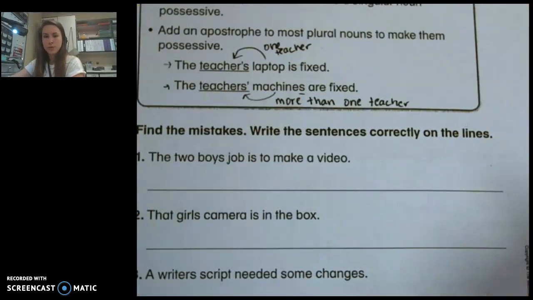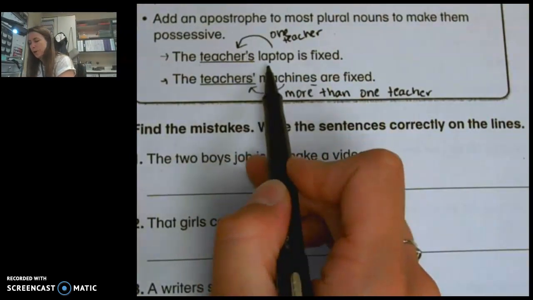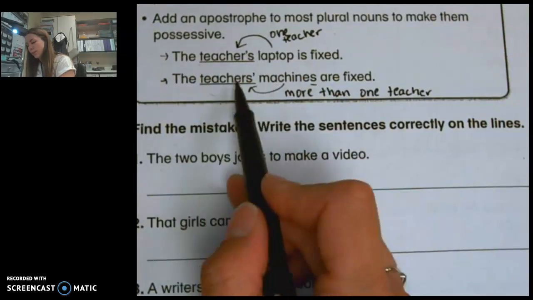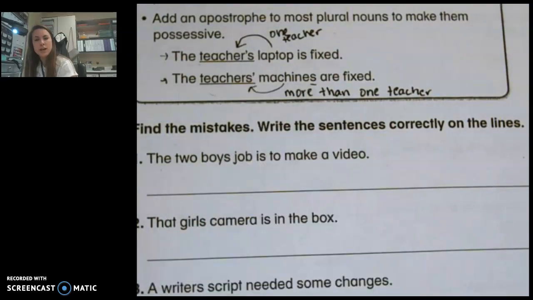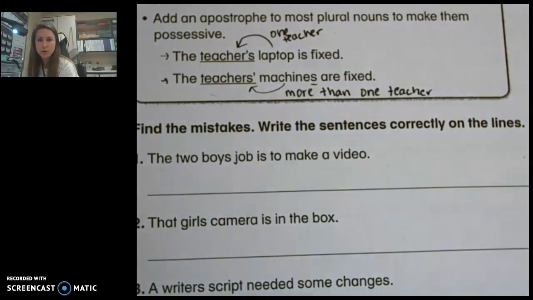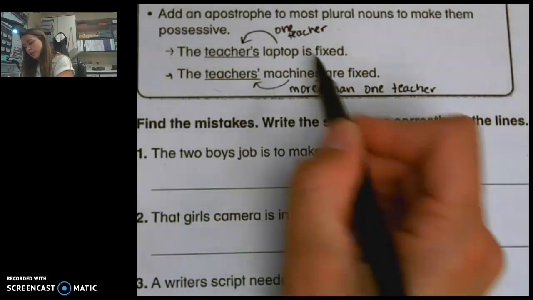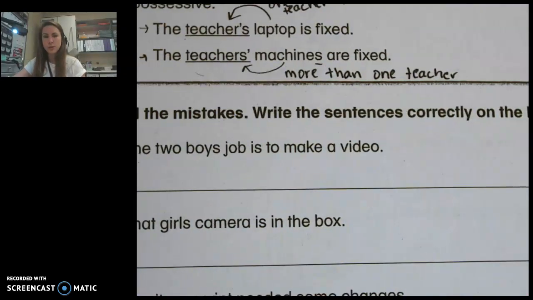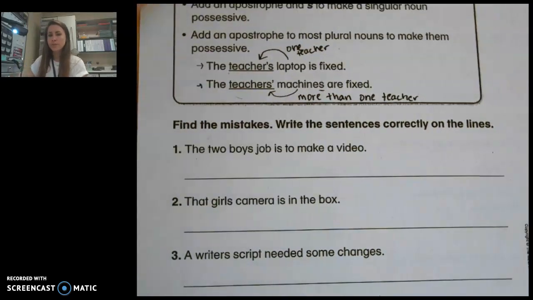I really want to make sure we see that. With one teacher and her laptop, we had apostrophe, then the S. With more than one teacher and the machines getting fixed, we have S and the apostrophe comes at the end of the word. So this is more than one teacher, a group of teachers, and this is just one. So as we look through these sentences, I want you to think about if you see more than one of the noun or just one.